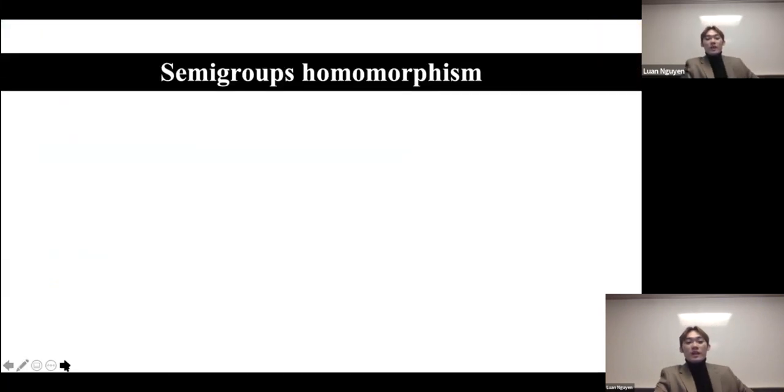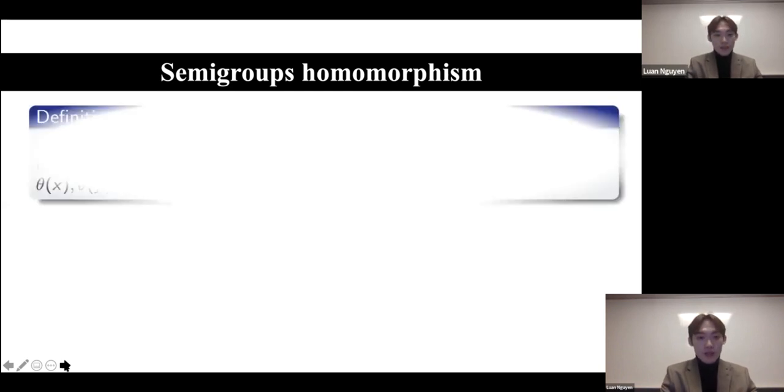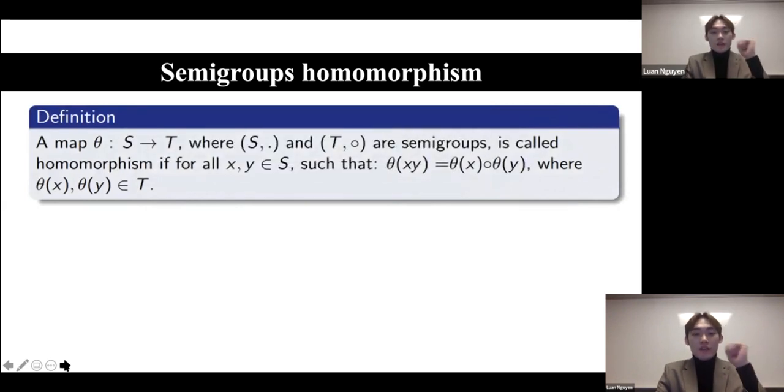Next, I will talk about sigma group homomorphisms. Just like in the study of group homomorphisms, we have the same definition for sigma group homomorphisms. A map theta from the sigma group S into the sigma group T is called a homomorphism if for all x and y in S, theta of x times y equals theta of x composed with theta of y, where the operation on the right is in the sigma group T. That is the definition of a sigma group homomorphism.